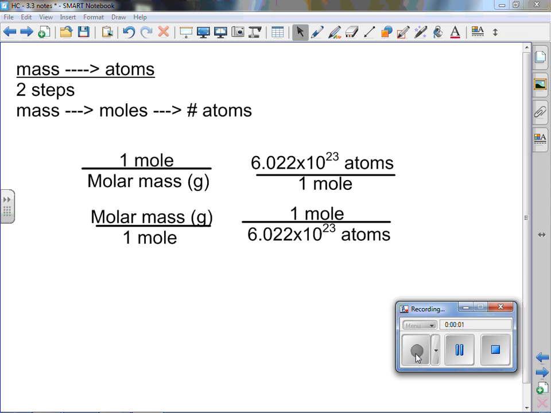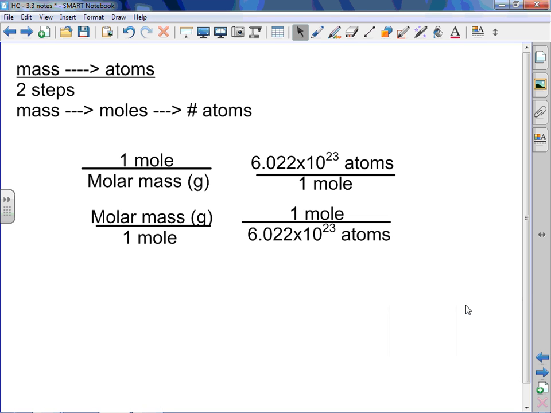In this last video, we're going to look at the two-step calculations involving mass and atoms. We have seen previously how to go mass to moles, moles to mass, moles to atoms, atoms to moles. Now we have to combine all those into one big calculation. In these examples, we're going to start with mass, then go to moles, and then go to atoms. There is no easy way to go from mass straight to atoms.